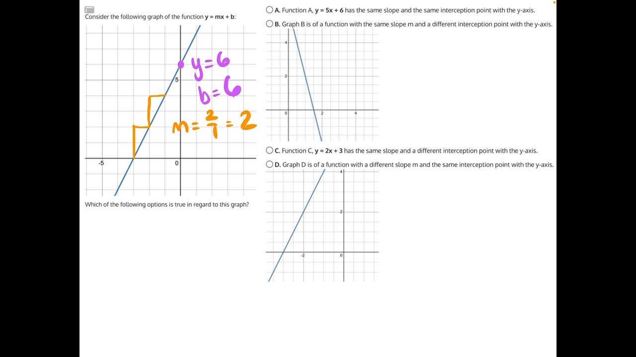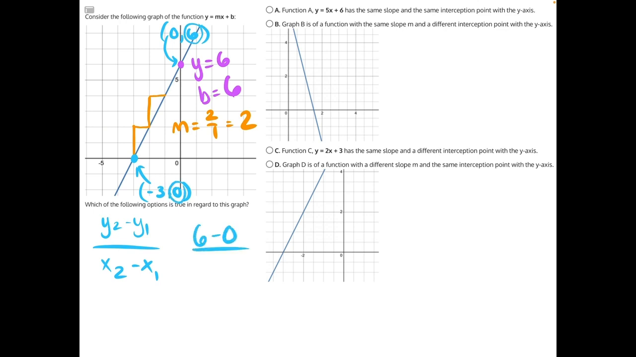But if you don't have a very clear graph, you could use your slope formula: y2 minus y1 over x2 minus x1. You could pick 2 points on the graph. Say we use our y-intercept and our x-intercept. So we would have (0, 6) and (negative 3, 0). Then we plug that into our slope formula: y2 minus y1, 6 minus 0, over x2 minus x1, 0 minus negative 3.